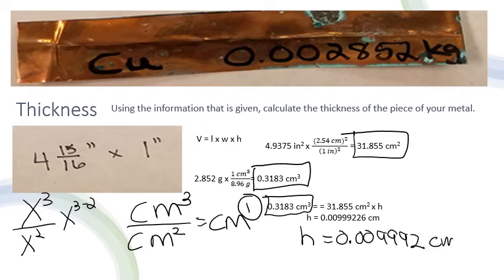0.009992 centimeters. And if I want to play around and put that in scientific notation, it would be 9.992 times 10 to the minus third centimeters. And sure enough, that is super thin, and I wouldn't have been able to measure that with a ruler.